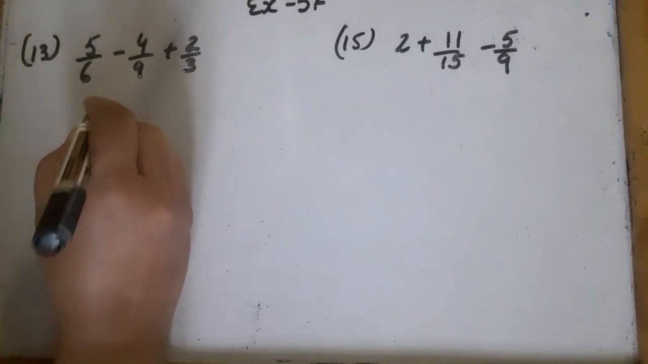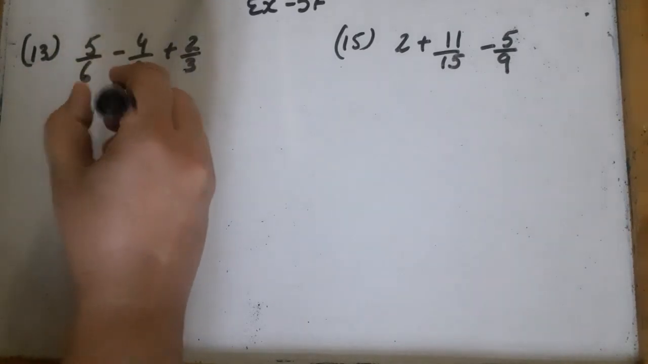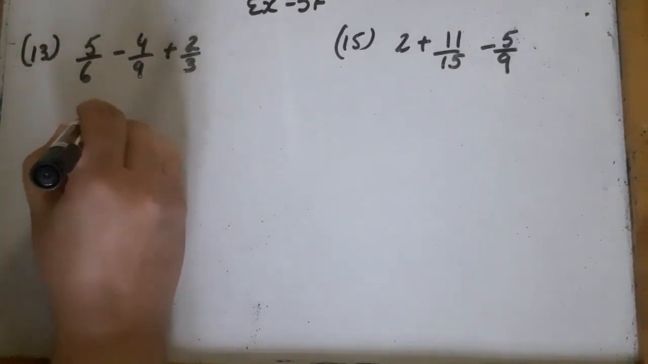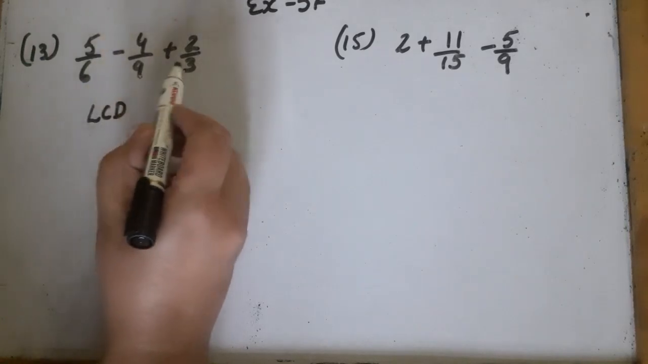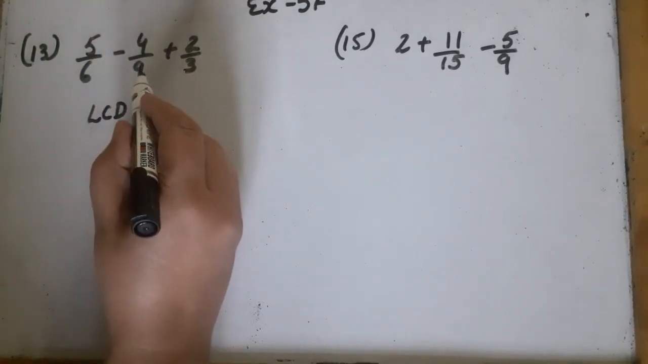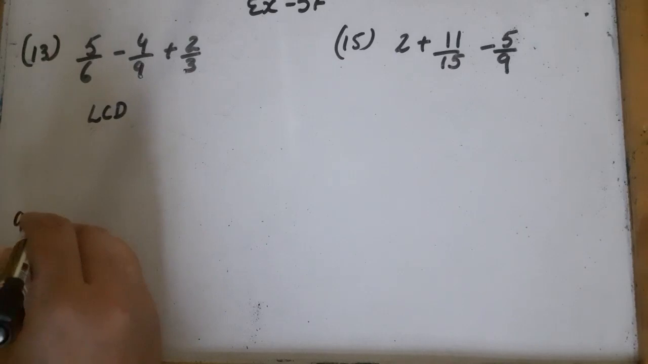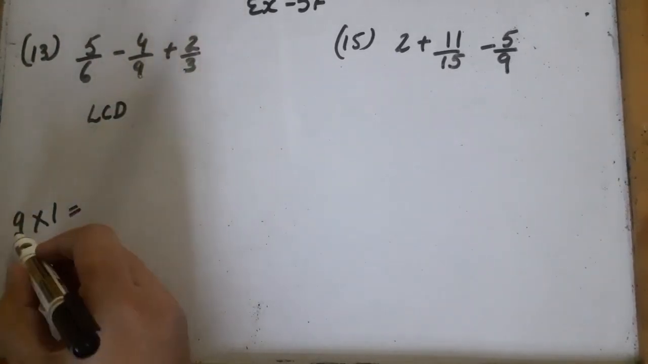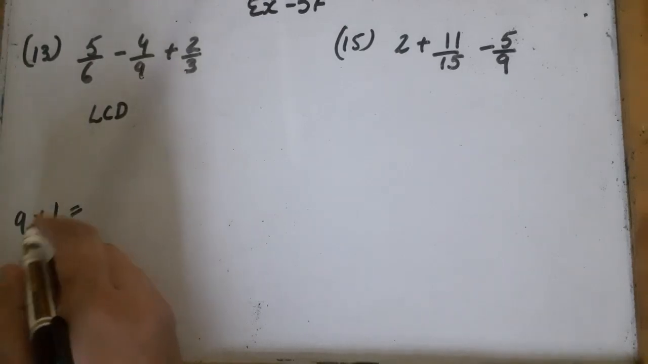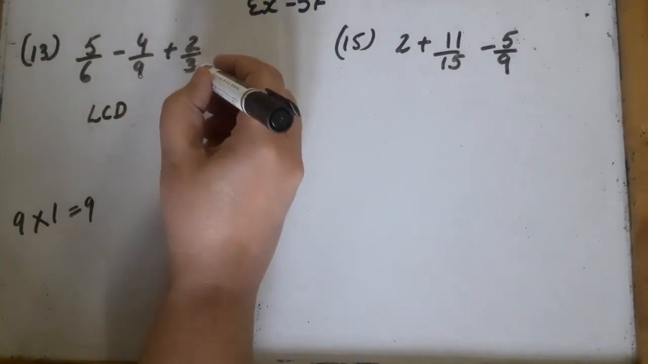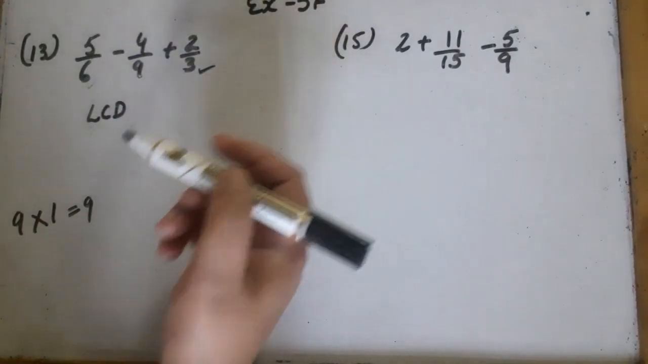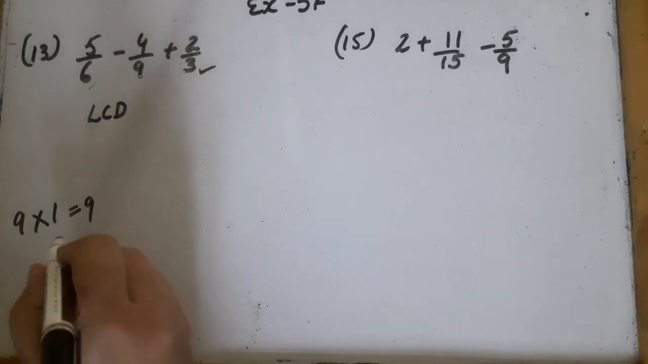So how did I tell you to take out the LCD? You can do the calculations in the mind also. The largest denominator is 9. So take out the multiples of 9. 9 ones are 9. Do you get 9 on the table of 3? Yes. But do you get 9 on the table of 6? No. So this cannot be my common denominator.